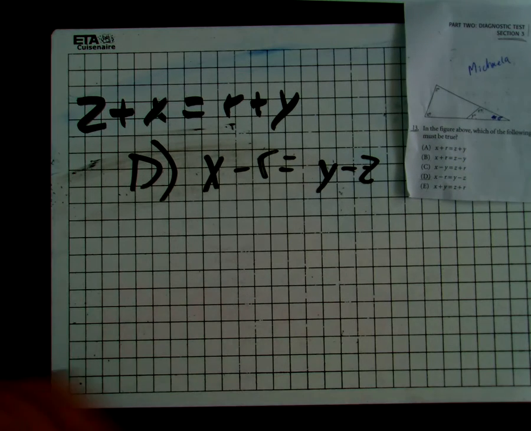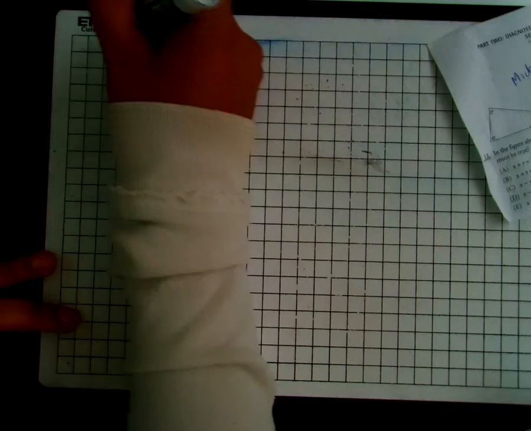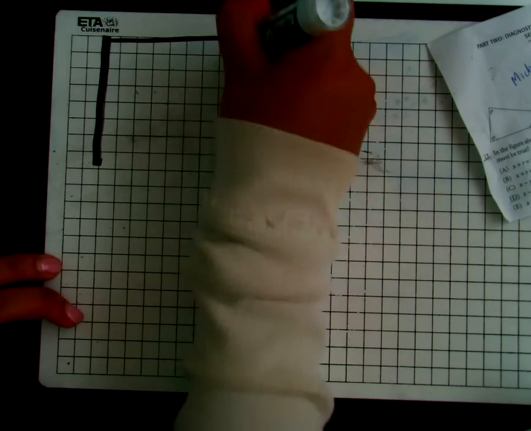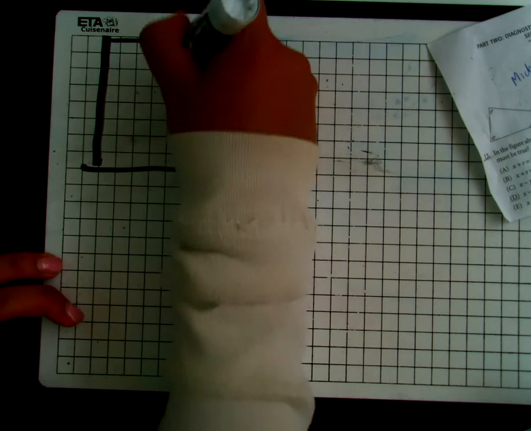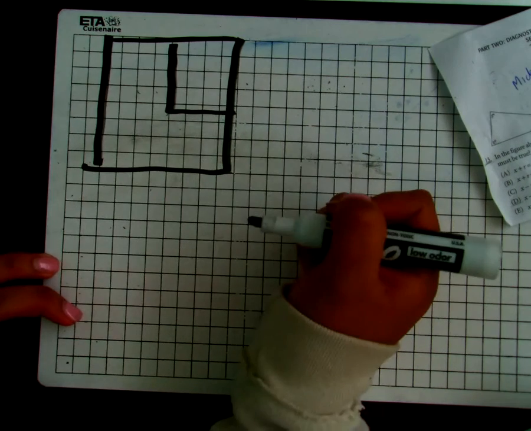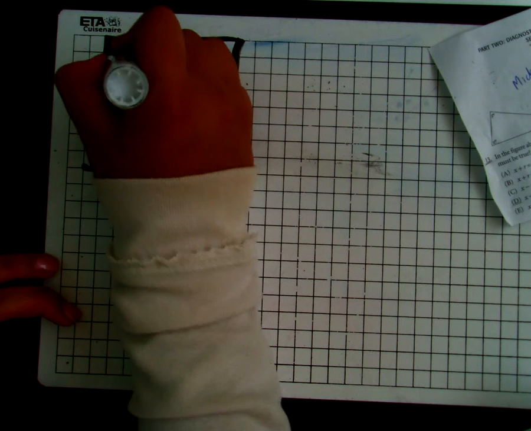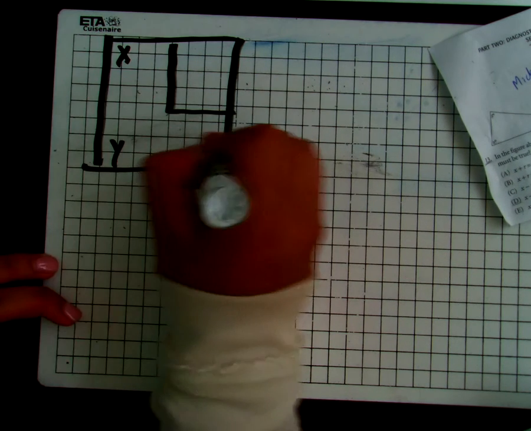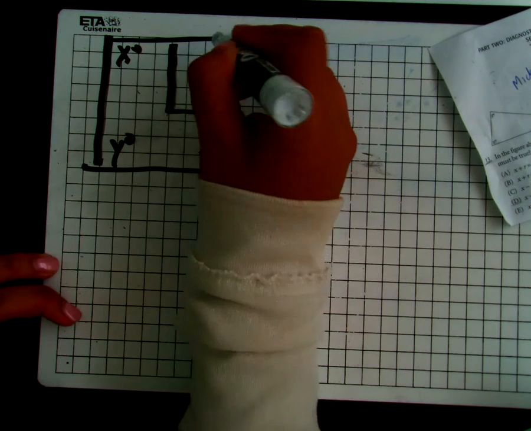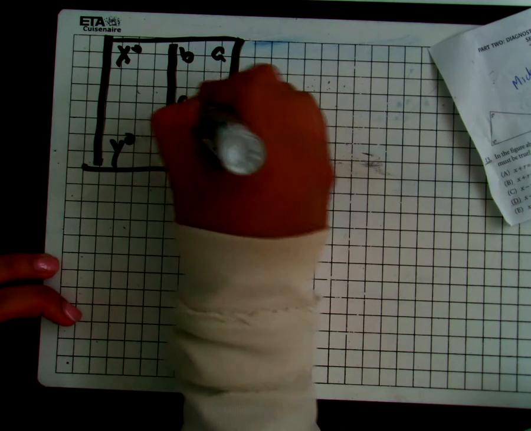Let's say we are given a different problem. Let's say we are given a square, a square inside another square. And let's say this is x, y, z. These are the degrees inside. And this is A, B, C, and D.